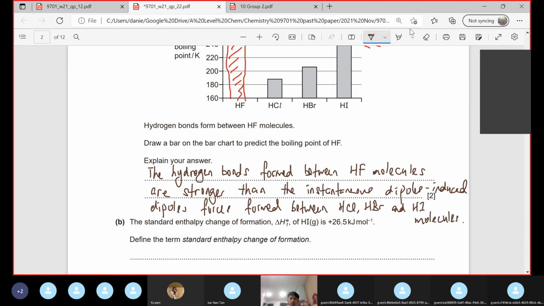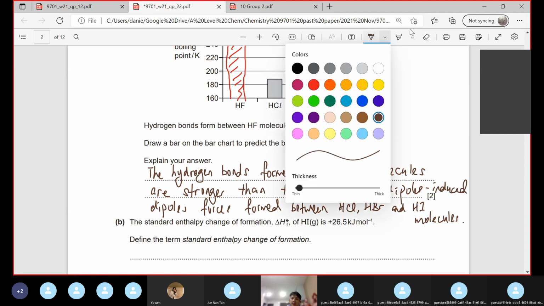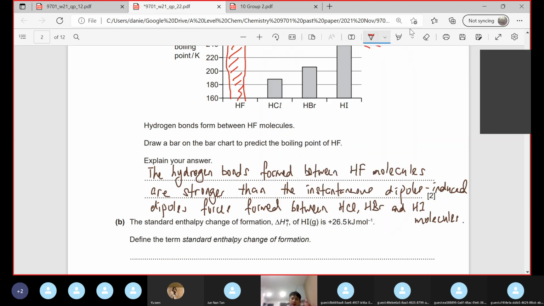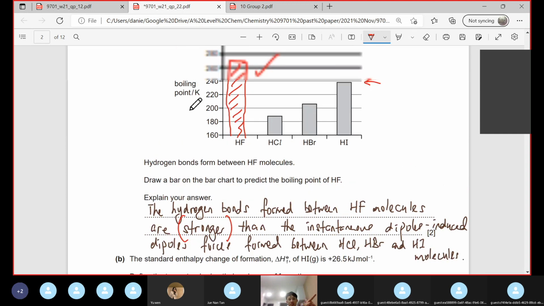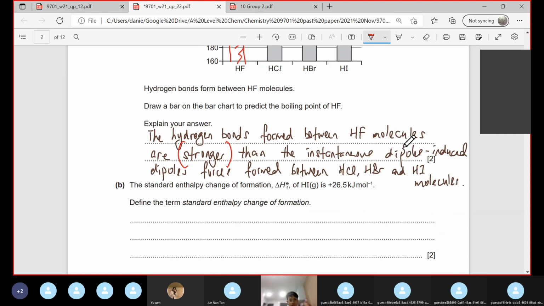Okay, so the very important words is you need to compare. So you need to mention about stronger. Okay, the hydrogen bond, they are stronger than what? Which kind of the attractive forces? You need to mention about it. Okay, so here 2 marks. One is you draw the bar chart correctly. Another one is explaining correctly.